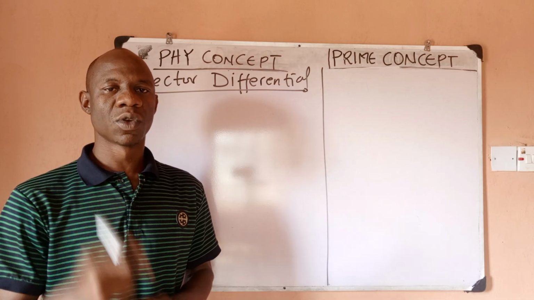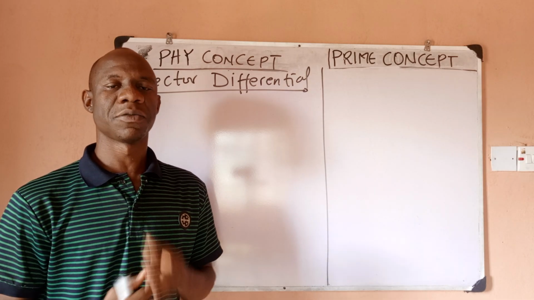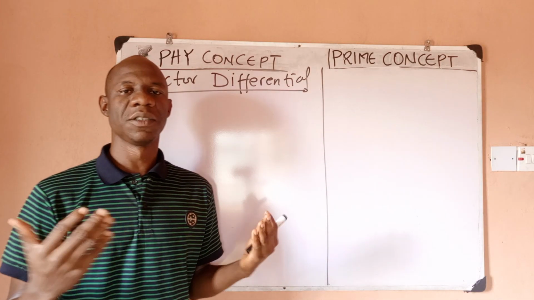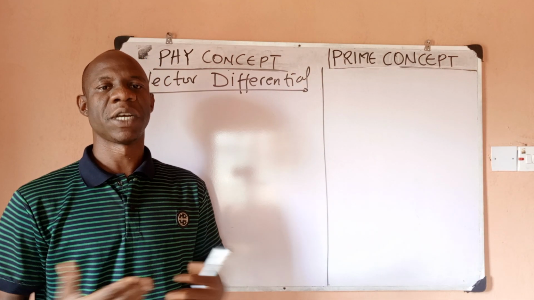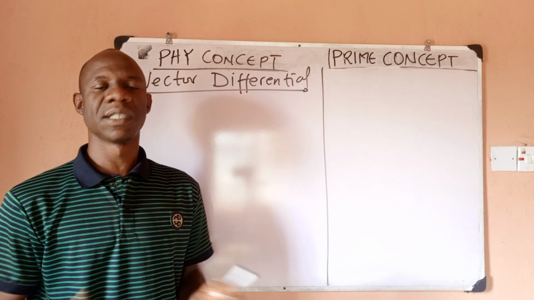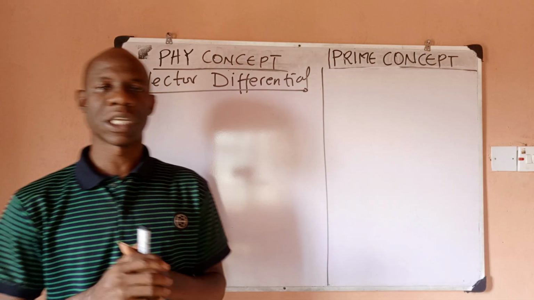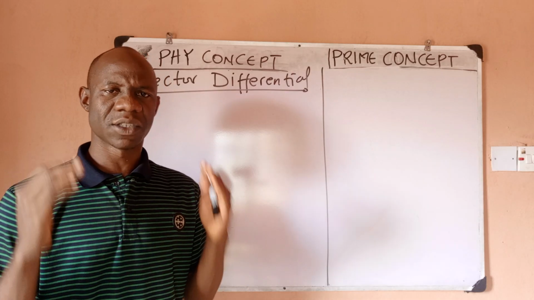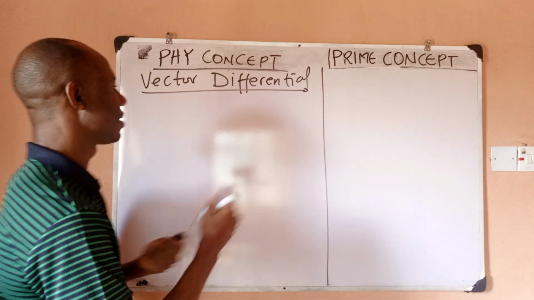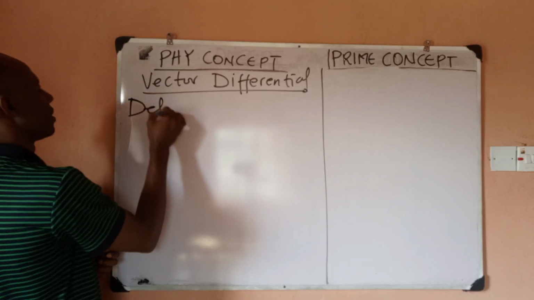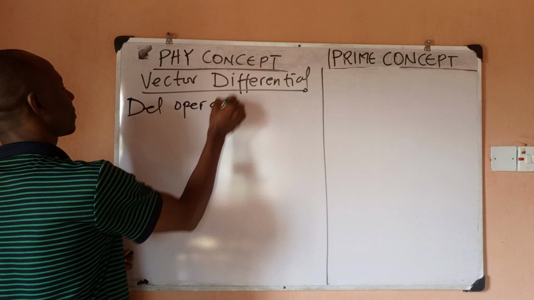In this video, I want to look at a very important aspect of vectors, which is vector differential. So I want to look at the differential part of vector. That is where we'll be talking of differentiation. That is just what it means. And in vector differential, we use a very important operator, which is what we know as the del operator. So this is the major operator we use, the del operator.